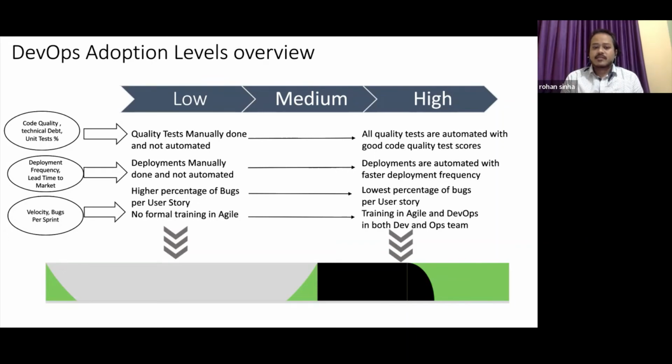Finally, we can discuss bugs. If there is a higher percentage of bugs per user story, then we definitely consider the standards as low. And whenever we have the lowest percentage of bugs per user story, it is gradually improving the DevOps maturity.